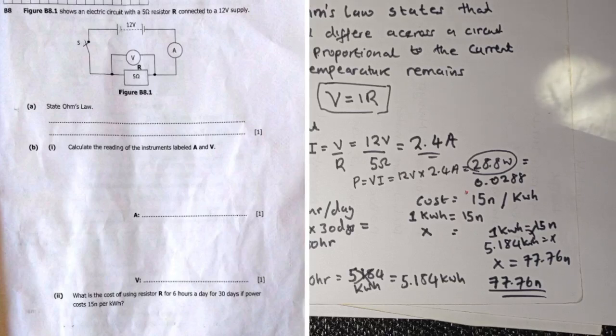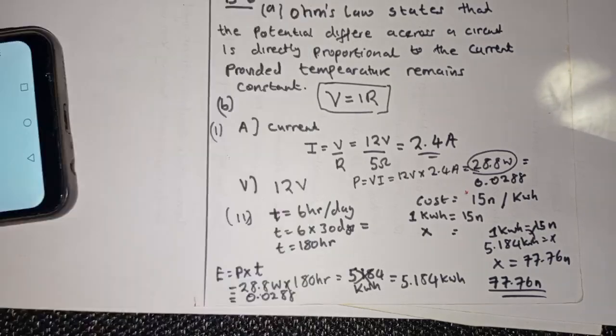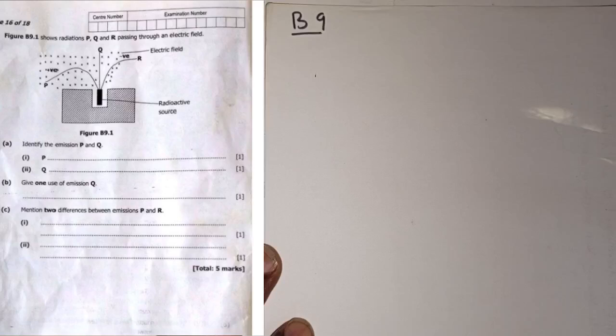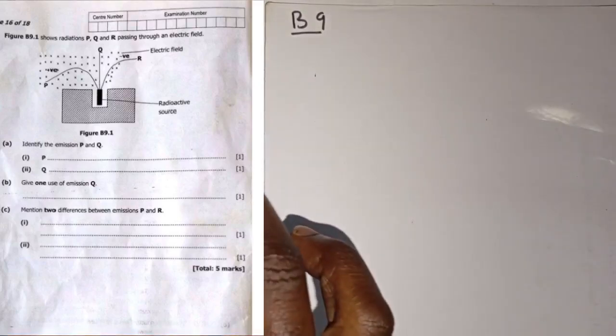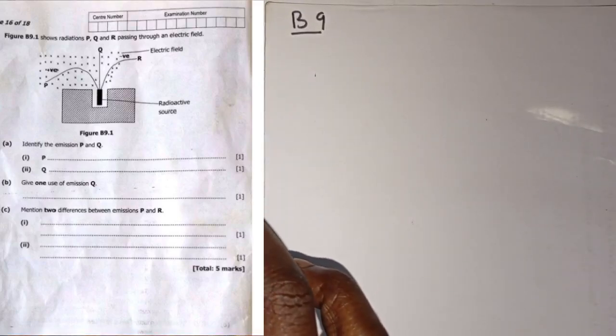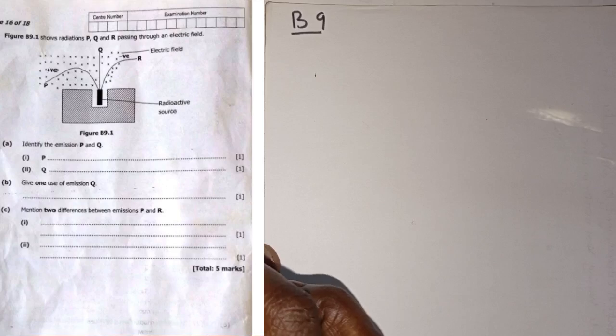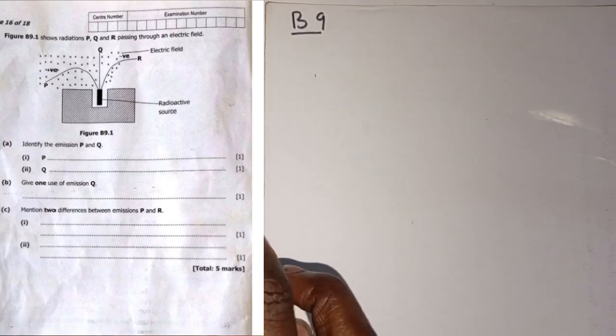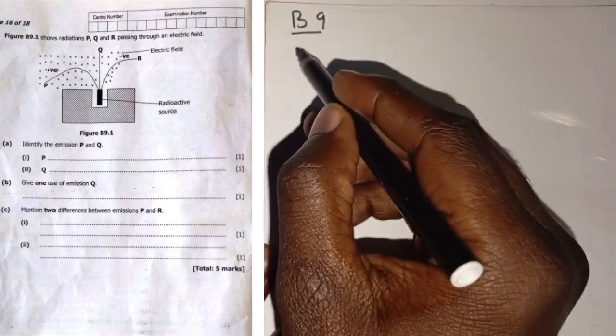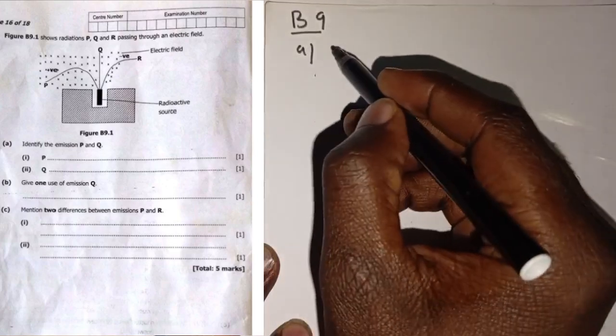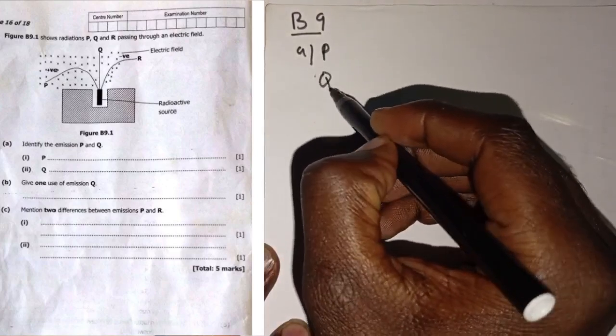Do you have any other question? Let me just check this question paper. Question B9 says the figure shows radiations P, Q, and R passing through an electric field. So emission P goes to the positive, emission R goes to the negative, and Q just continues in a straight line. So question A, identify emissions P and Q.